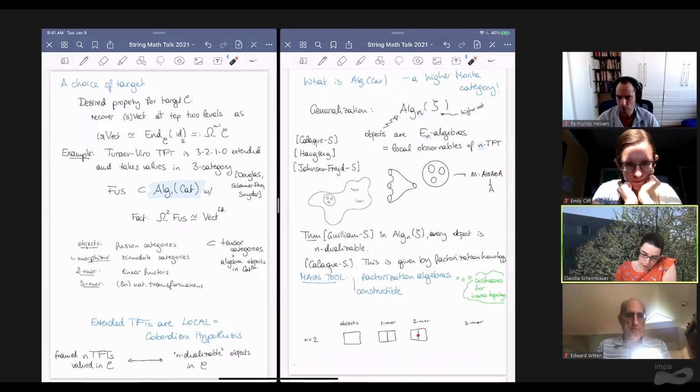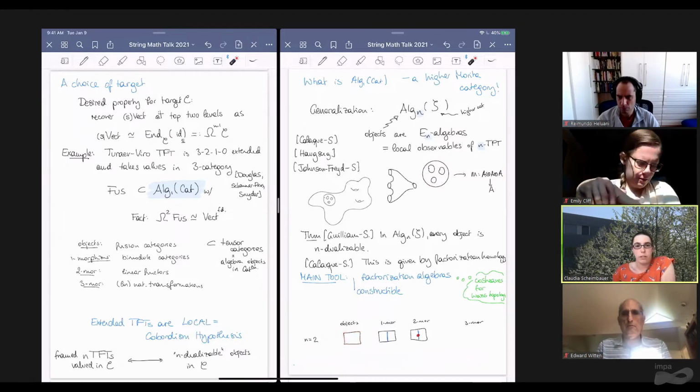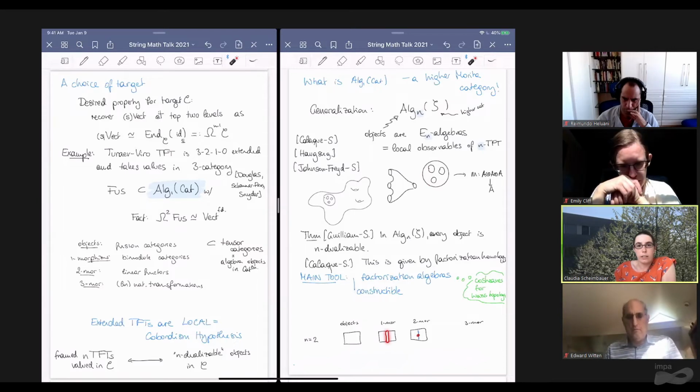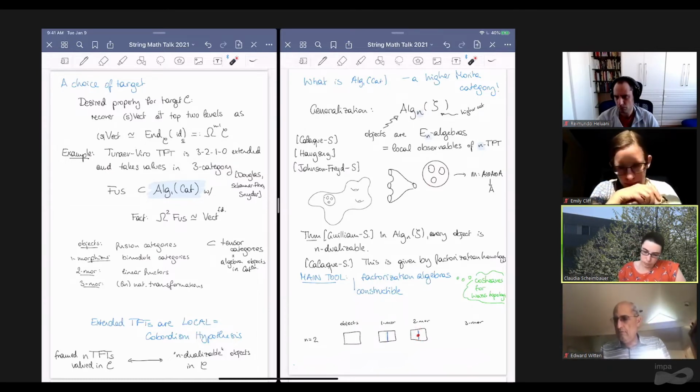My objects will be constructible factorization algebras just on a little box, if you wish. For one morphism, we add a codimension one defect. For two morphisms, we add a codimension one defect and another one in it. And we'll get back to this picture in a moment.